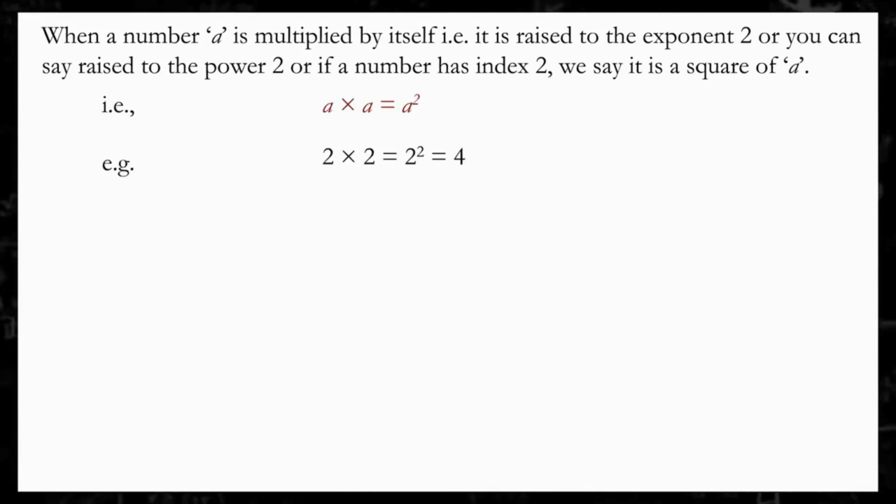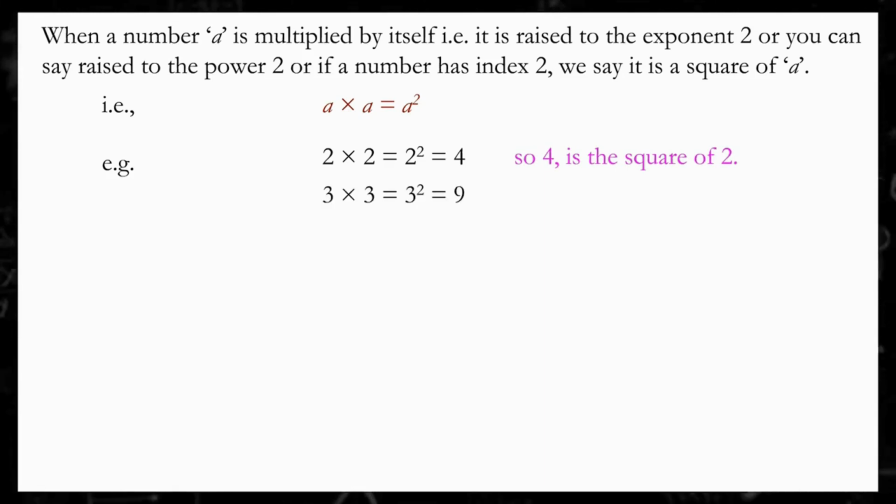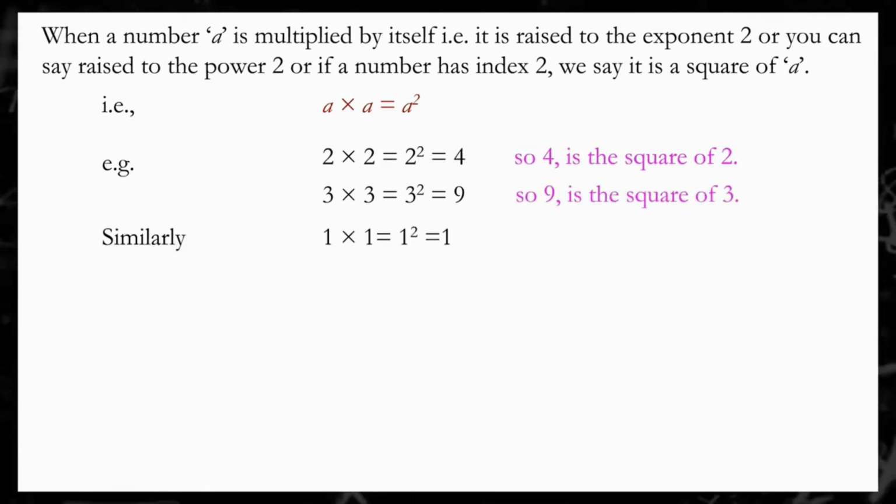For example, 2 into 2 is equal to 2 square, which is equal to 4. So, 4 is a square of 2. 3 into 3 is equal to 3 square, which is equal to 9. So 9 is the square of 3. Similarly, 1 into 1 is equal to 1 square, which is equal to 1. 4 into 4 is equal to 4 square, which is equal to 16.